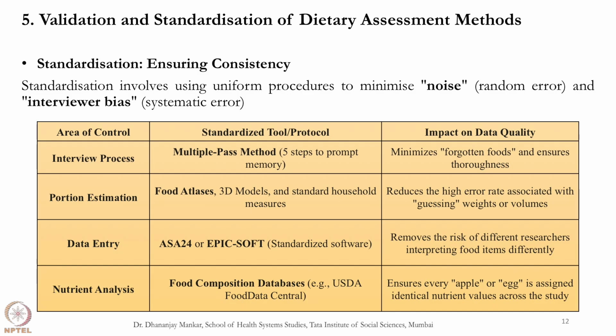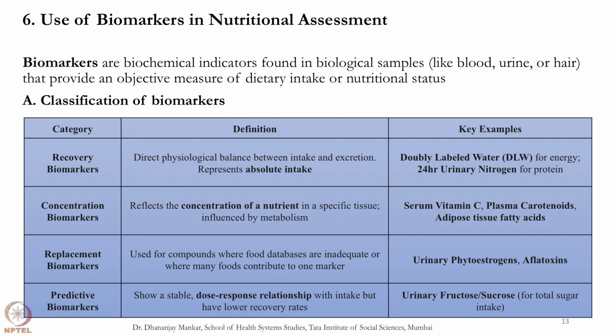So what is the impact on data quality? It minimizes forgotten foods and ensures thoroughness in the interview process, whereas it reduces the high error rate associated with guessing weights or volumes in portion estimation. In data entry, the impact on data quality removes the risk of different researchers interpreting the food items differently. In nutrition analysis, it ensures that every apple or egg is assigned an identical nutrient value across the study. So this ensures consistency for the discussion.